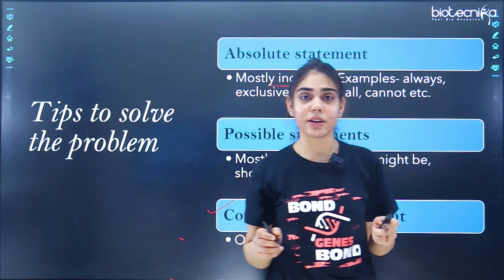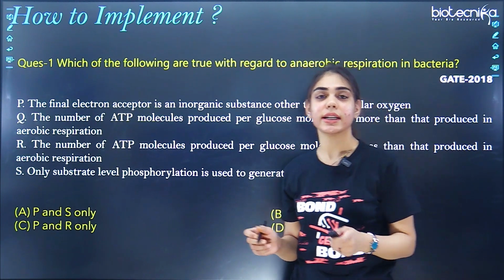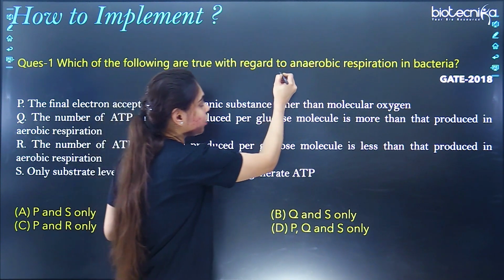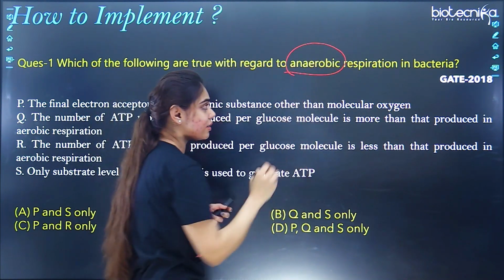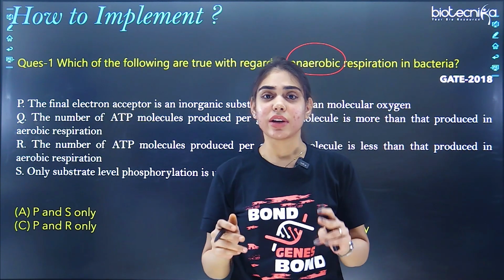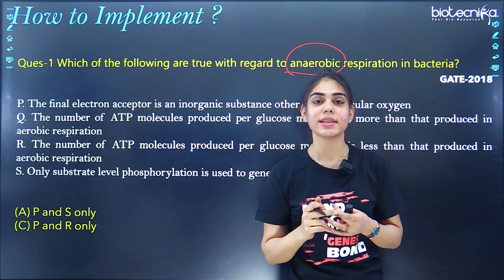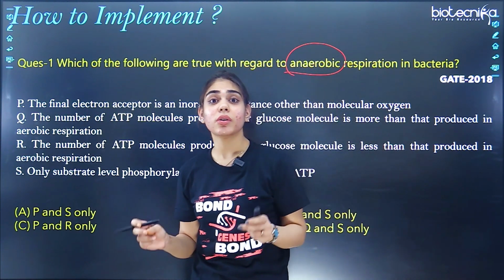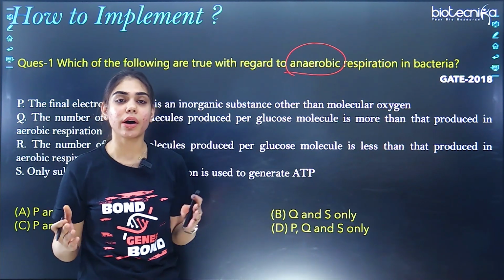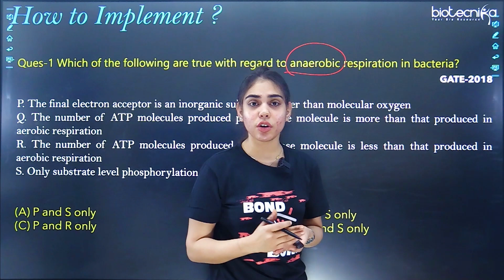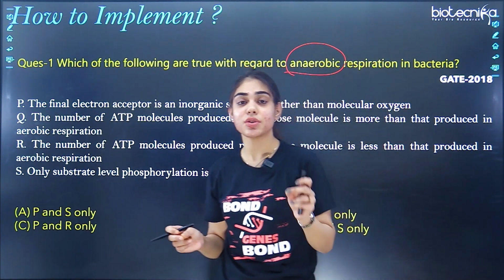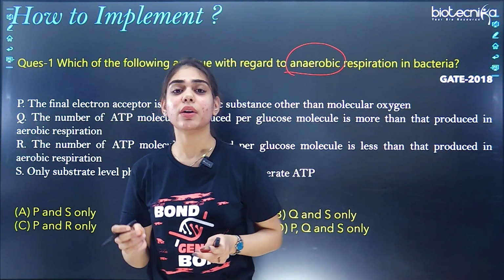Now let's implement the same with the help of a previous year question that was asked in the GATE 2018 exam. Which of the following are true with regard to anaerobic respiration? Even if you do not know about this statement or what anaerobic respiration is, we all know that there are 2 types of respiration. One is aerobic and the other one is anaerobic. In aerobic respiration, the glucose molecule is oxidized completely and we get a large energy yield, or a high number of ATPs. Whereas in anaerobic respiration, the glucose is oxidized incompletely and so we have a small energy yield, a low number of ATP.